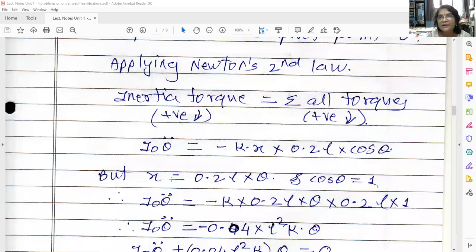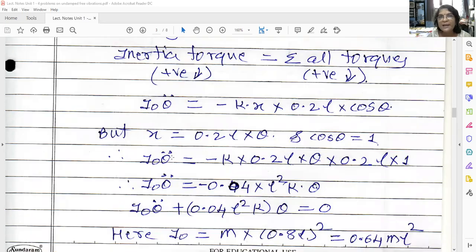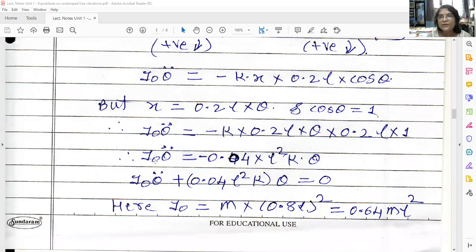Okay, and put the value of x here. That is 0.2 L into theta. So what we will get? Io theta double dot is equal to minus K into 0.2 L theta into 0.2 L into 1. Okay, so simplifying, what we are getting? Io theta double dot is equal to minus 0.04 L square K theta.